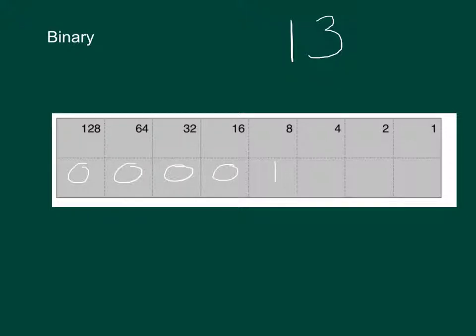8 and a 4, yes, that makes up 12, so we put another 1. 8 and 4 and a 2 makes up 14, so that's not right. And then we add another 1 there, because 8, 4 and a 1 make up 13. So the binary representation for the number 13 actually is 00001101. Let's try that theory with a larger number such as 210.